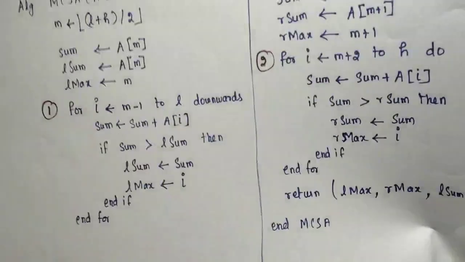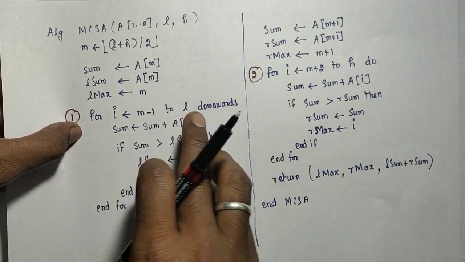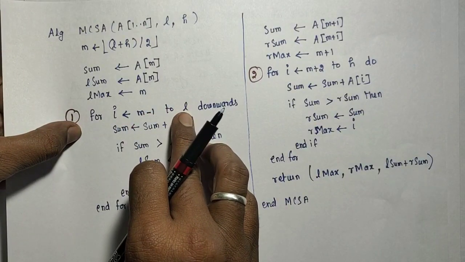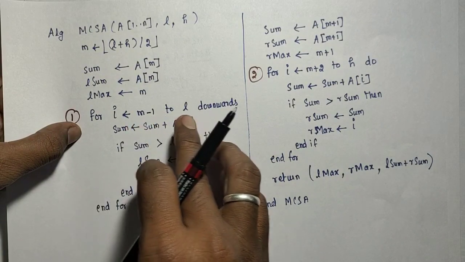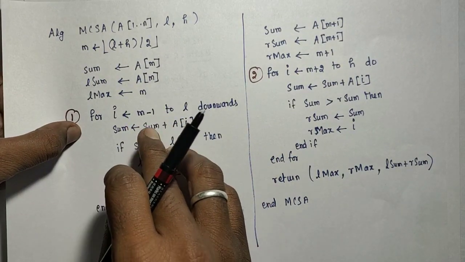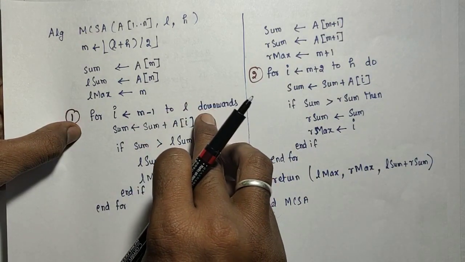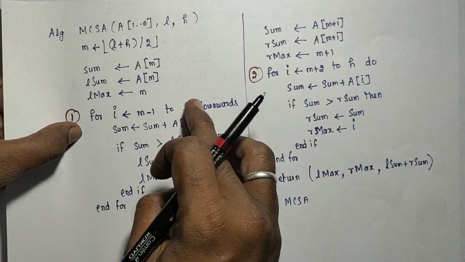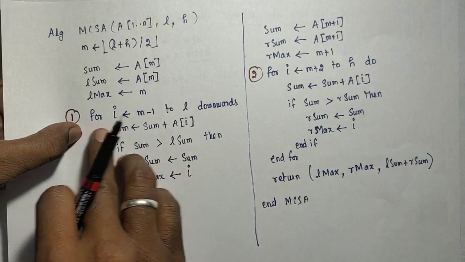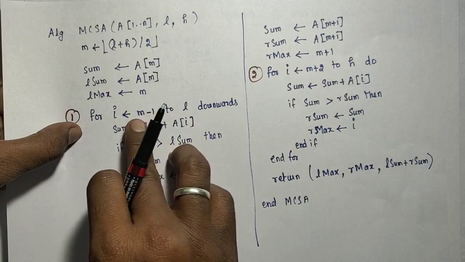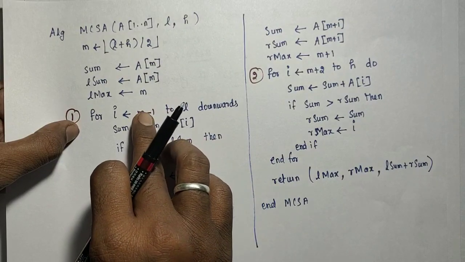If you are considering the first for loop, the limit is m minus 1 to L. M minus 1 to L means downwards. Downwards means we need to write which one is the upper and which one is the lower. Usually in the for loop, this one will be the lower and this one will be the upper. When it is downwards, the lower limit is this one, that is L, and the upper limit is this one. So the loop is going to be executed for L to m minus 1, like this. Here it is the lower and here it is the upper.